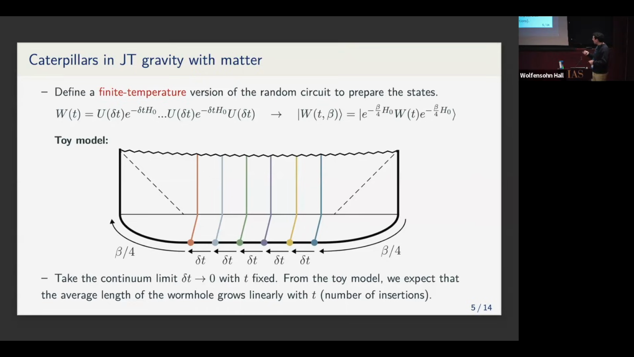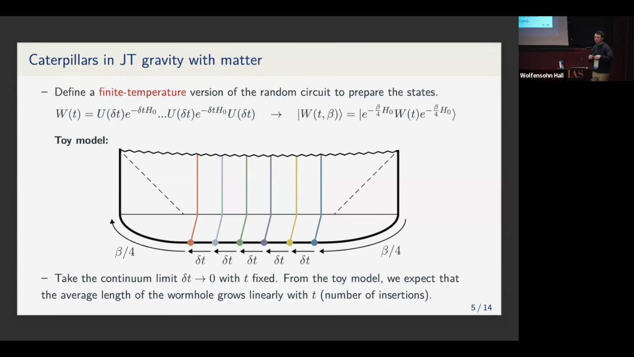And we are interested in the average geometric length of the wormhole within this ensemble of microstates. From the toy model, it is natural to expect that the average length of the wormhole grows linearly with the total circuit time, with the total number of matter insertions.